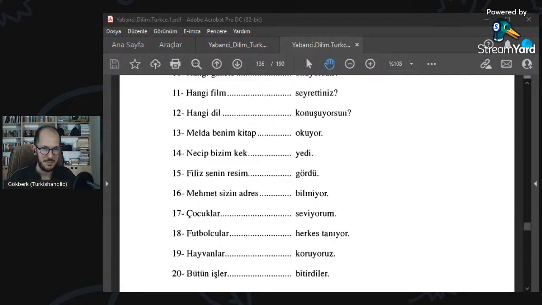Filiz, female name. Filiz, senin resmi. So resmi becomes, in spoken Turkish, resmi. So the E sound between the S and the M is usually dropped in spoken Turkish. It's called high vowel omission. I'm actually going to explain this, spoken Turkish connected speech, a lot in one of my newer courses, which I will explain at the end of this lesson. So Filiz senin resmi gördü becomes senin resmi gördü. But that's spoken Turkish. Written Turkish is written like this, resmi gördü. So Filiz saw your picture.